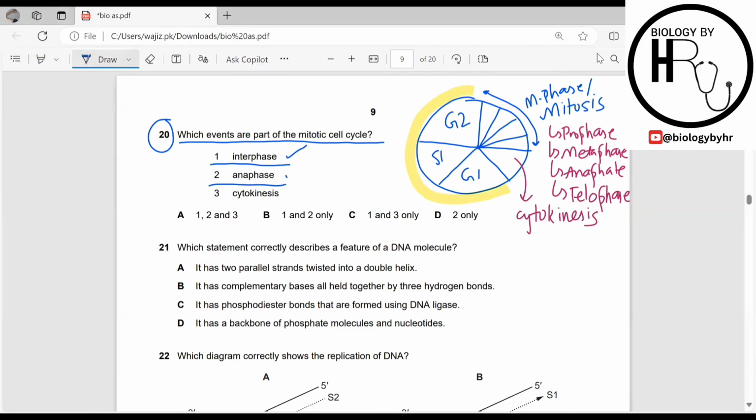Anaphase is also a part of the mitotic cell cycle. Cytokinesis is also a part of the mitotic cell cycle. Yes, interphase and cytokinesis are not part of mitosis, but they are part of the mitotic cell cycle. Hence, the answer over here is option A. 1, 2, and 3 are correct.